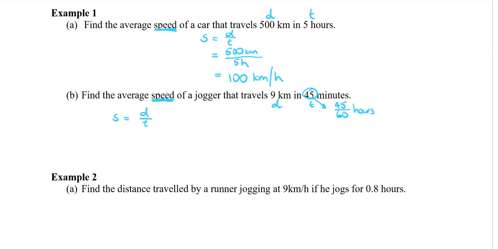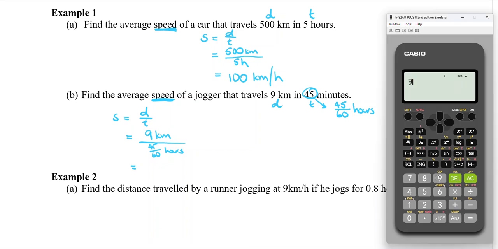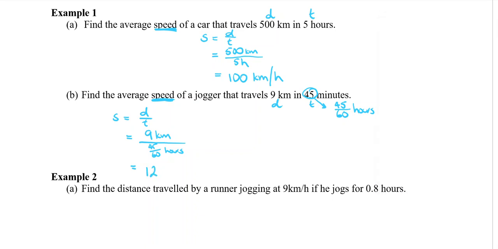So I'm going to use that in my formula. So subbing in, the distance was 9 kilometers and our time is 45 over 60 hours. Then we use our calculator to find that. So we go 9 over 45 over 60, which equals 12, and it's kilometers per hour. Okay, so that was finding speed, both of them. One of them I had to change my time units, but both of them were using the speed formula.